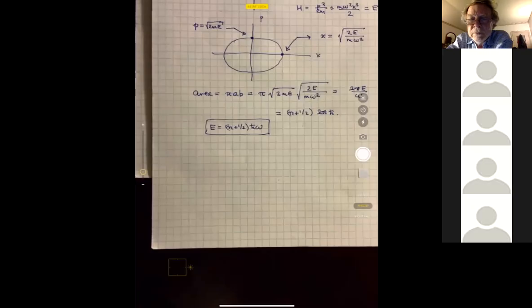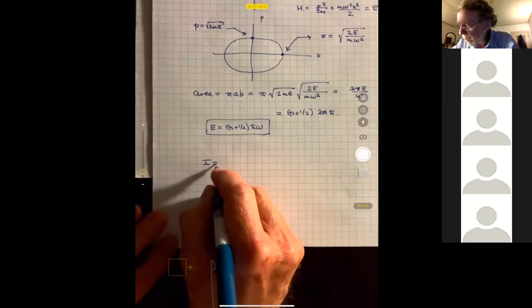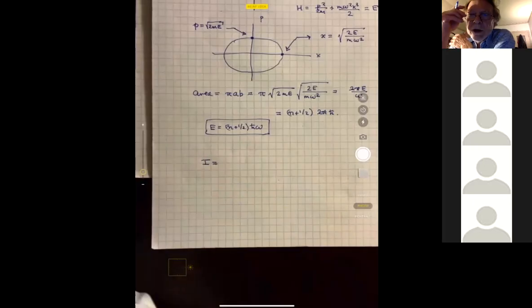I had kind of a notational question. On the last page you were introducing the action. You called it I, and I was wondering why you call it I instead of S. It's minor, but yeah, it's a good question.